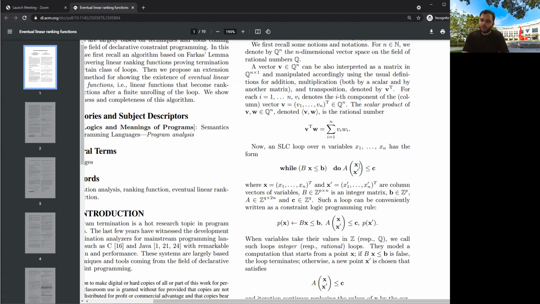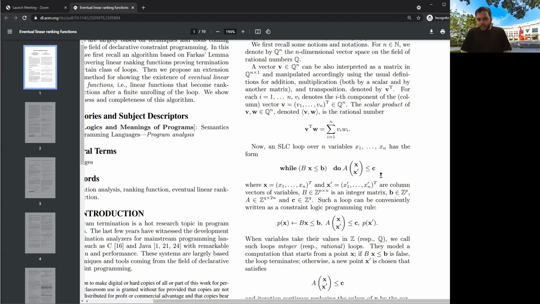So X is the value of the variables before this iteration of the loop, and X prime is the value of the variables after the current iteration of the loop. And basically the only thing that we know about the loop body is this: a bunch of constraints on the previous values and the new values, and these constraints are also linear.